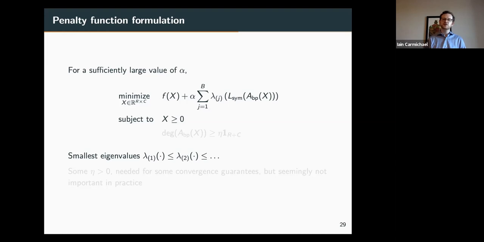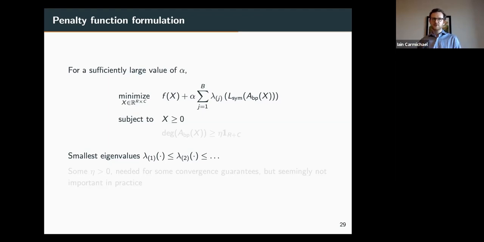For some sufficiently large value of alpha, I'm going to penalize the function f with the sum of the smallest b eigenvalues of the symmetric Laplacian. And the subscript with the parentheses means we're ordering things from smallest to largest. So we penalize the smallest b eigenvalues of the symmetric Laplacian.